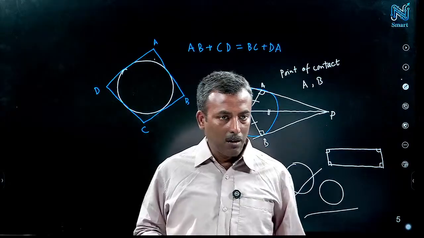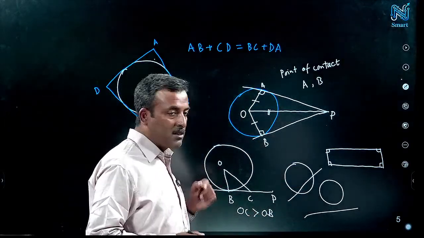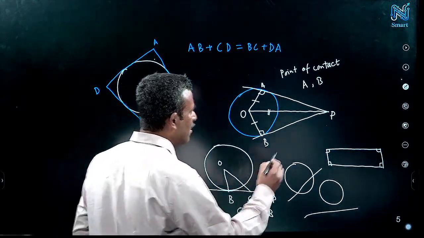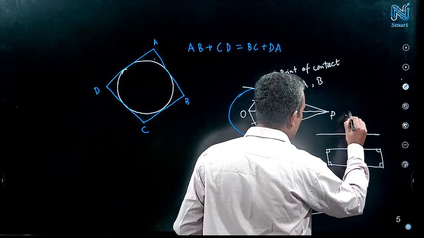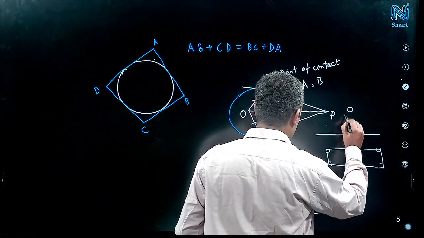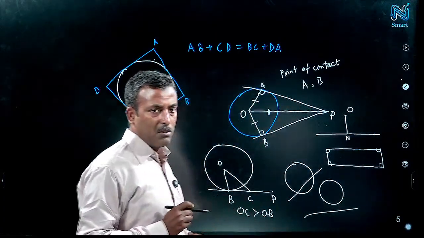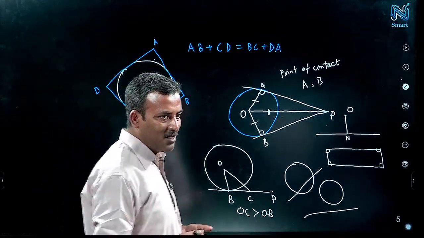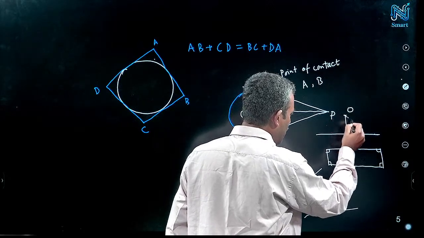By the definition of the circle, it's outside, and we know the minimum distance is the perpendicular. Why is the minimum distance the perpendicular? For a line, say O is the point outside that line, the minimum distance is the perpendicular. Why? It is from the Pythagoras theorem. Or you can prove it by the triangle method.